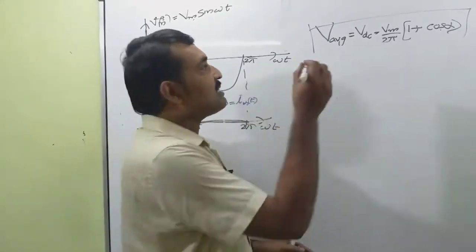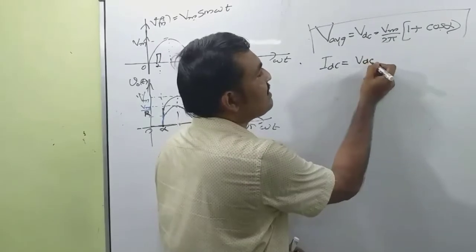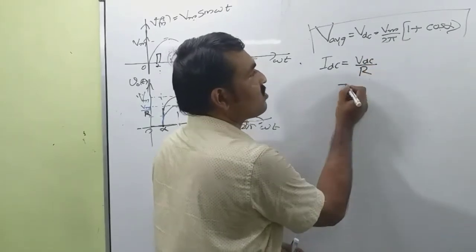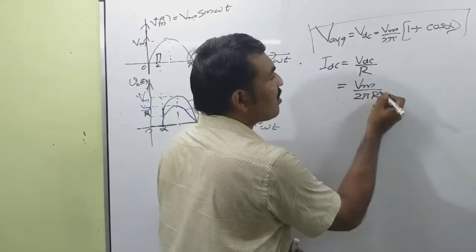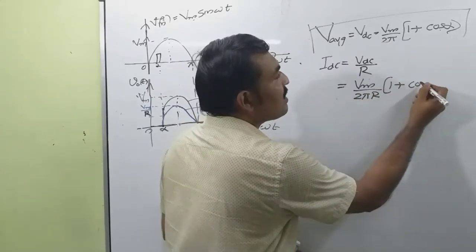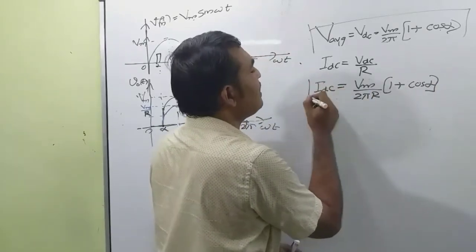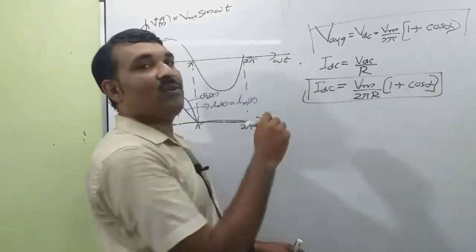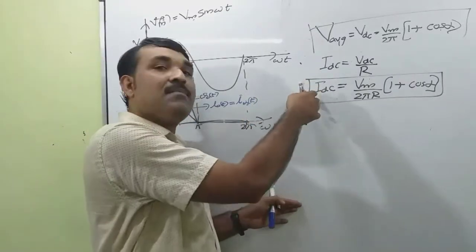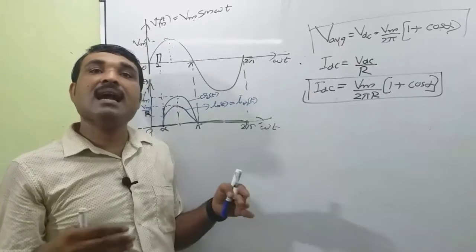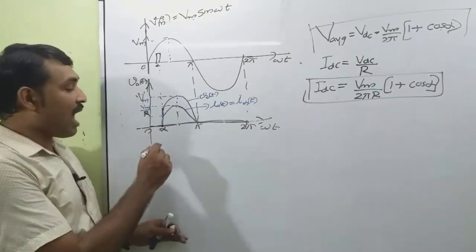Okay. And what is IDC? IDC is equal to VDC divided by R. So that is equal to Vm by 2 pi R into 1 plus cos alpha. This is the average value of DC current. The average value of input current is also the same as IDC, since I input is equal to I output. Now we can find the expression for the RMS value.